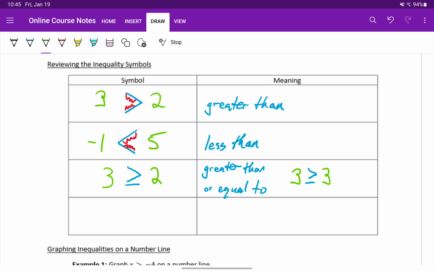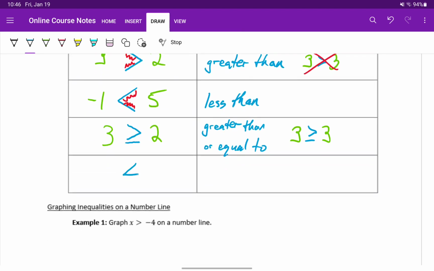That's different than our strict inequalities. For instance, the greater than symbol, if we were to write 3 is greater than 3, then that would very clearly be a false statement. So that's the difference that or equal to bar adds.